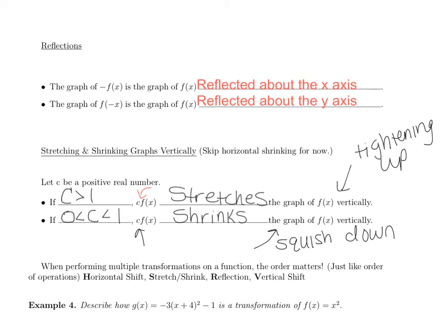And so that really takes care of all of the types of transformations that we can do on functions that we'll talk about. So just a quick recap before we look at some examples where we put it all together. We can shift a graph, so we can pick up and move a graph vertically or horizontally, up, down, left, or right. We can also take a graph and reflect it across either axis, and we can stretch or shrink it vertically. Again, we'll skip horizontal shrinking for right now. We might come back to it.